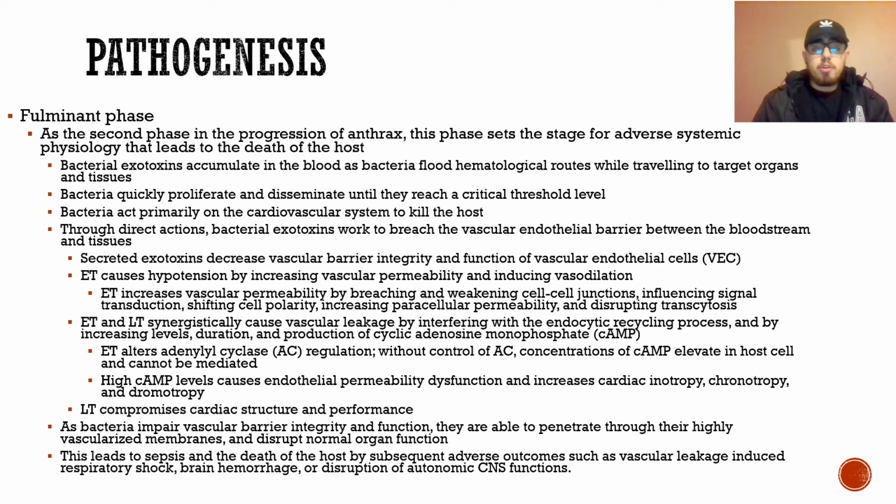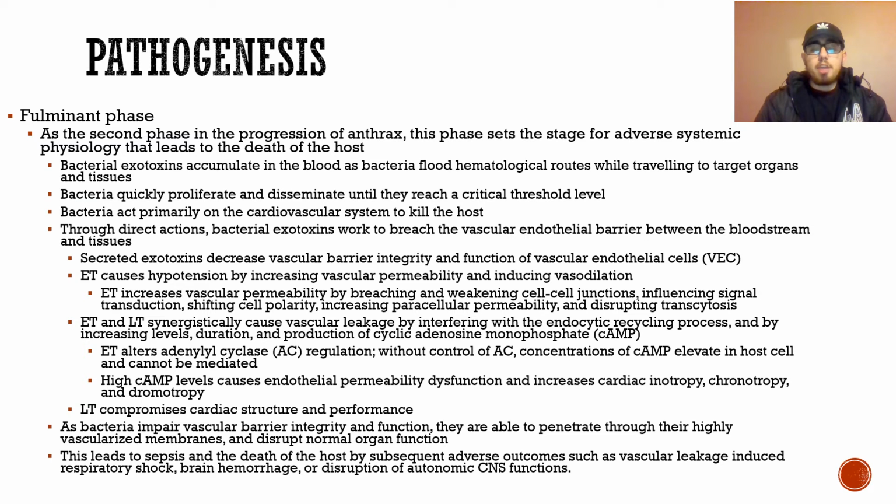It starts with bacterial exotoxins accumulating in the blood as bacteria flood hematological routes while traveling to target organs and tissues. So as bacteria are drained into the bloodstream from the lymph node, they will secrete their exotoxins, and those exotoxins will accumulate to very high levels in the bloodstream. And bacteria will quickly proliferate and disseminate until they reach a critical threshold level. As I said, they will reach very high levels in the bloodstream.